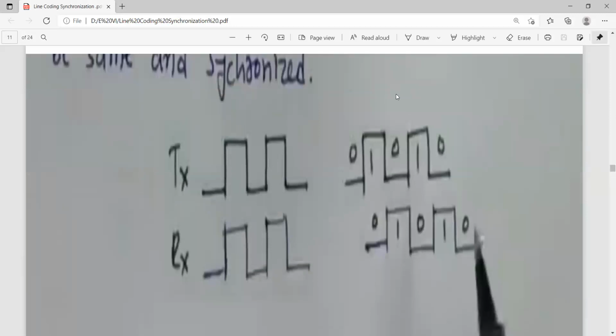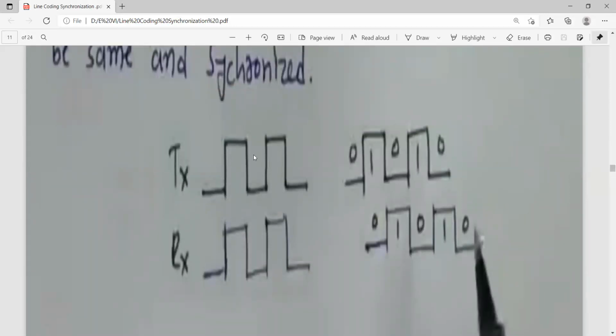Now you can see this is the clock width of the transmitting pulse. So the clock of the transmitter is exactly the same as the clock of the receiver. Then no error will take place. So this is the transmitter clock, and both are in phase, so no deviation occurs.